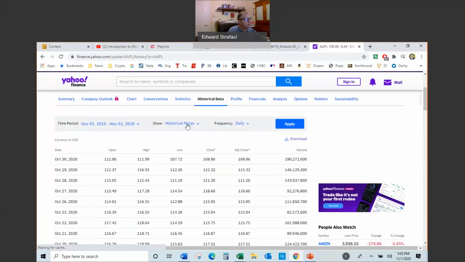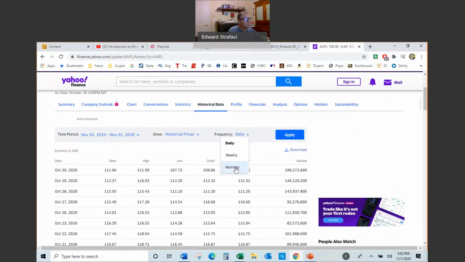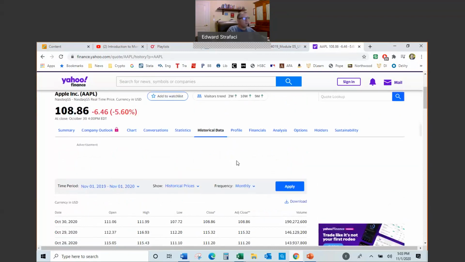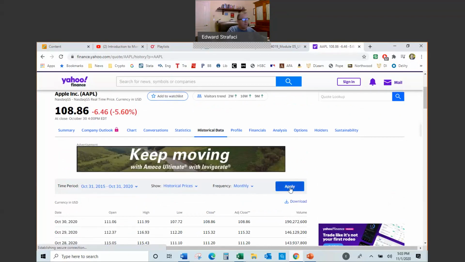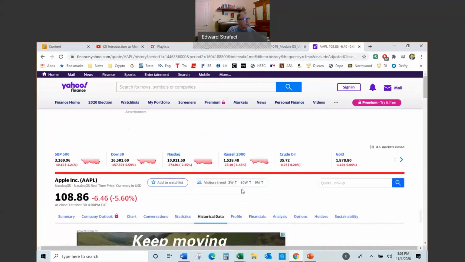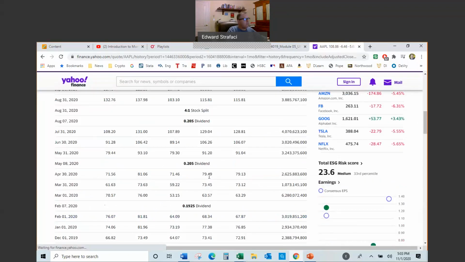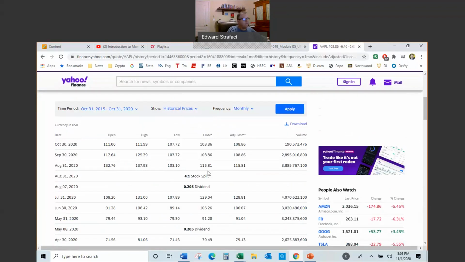And once again, how do you adjust? Well, you have to find frequency. We're going to say monthly to kind of coincide with our spreadsheet. We're going to look at the last 5 years. You can do max, but let's look at the last 5 years. We're going to have to hit apply. And now you have monthly data. And then all you have to do is download it.